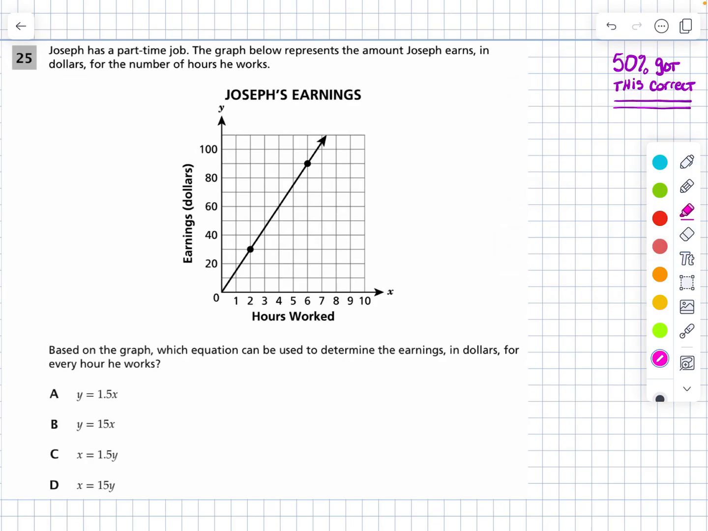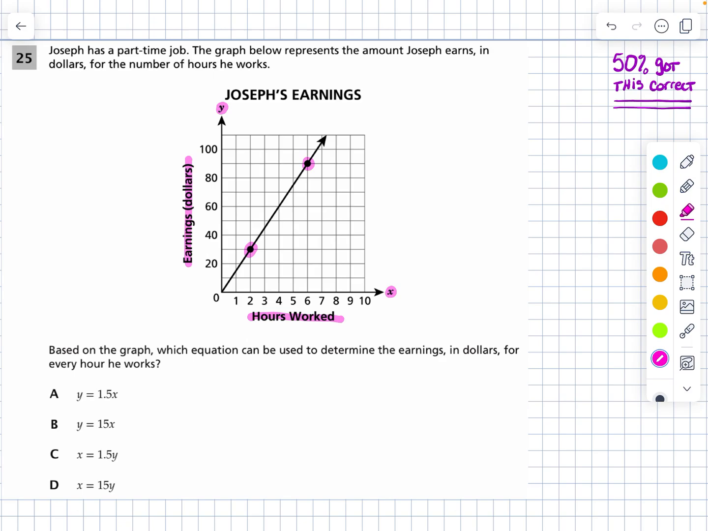Okay, this is question 25. Joseph has a part-time job. The graph below represents the amount Joseph earns in dollars for the number of hours he works. So let's look at this graph for just a minute. We notice that there are 2 points on the graph. We notice that hours worked is on the x-axis and earnings is on the y-axis. And we can come back to this graph in just a second.